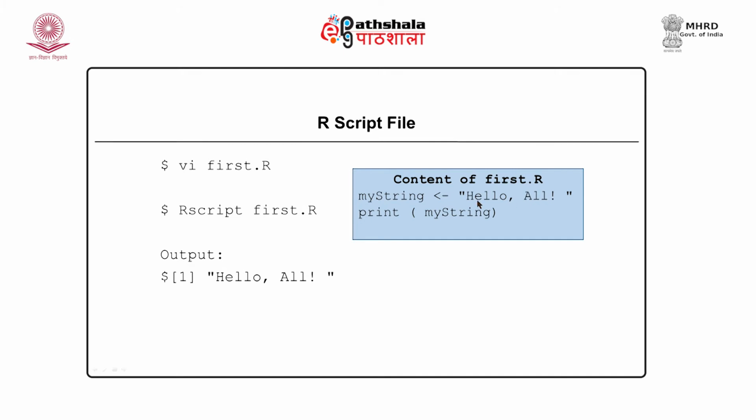So, as I said, there are 2 ways. Either you can use the command line, or you can create a file which contains a set of commands, and the R environment will run each command line by line. It will be interpreted line by line and the output will be visible on the console. This is how we can execute R commands or R programs. Now, let us move ahead.